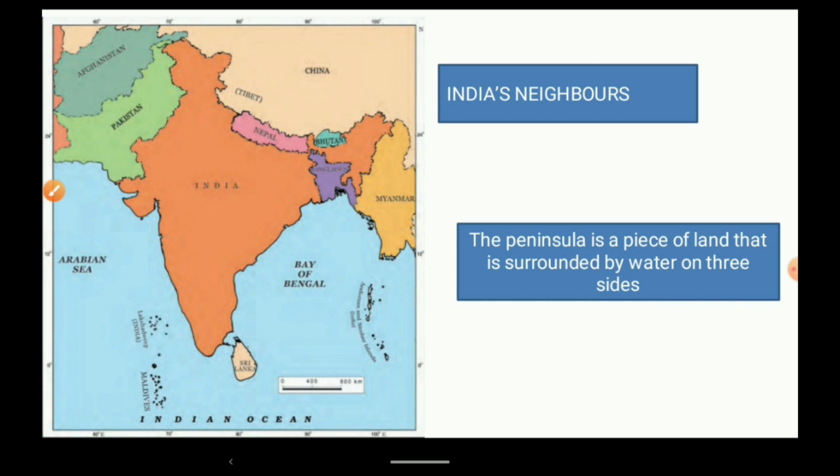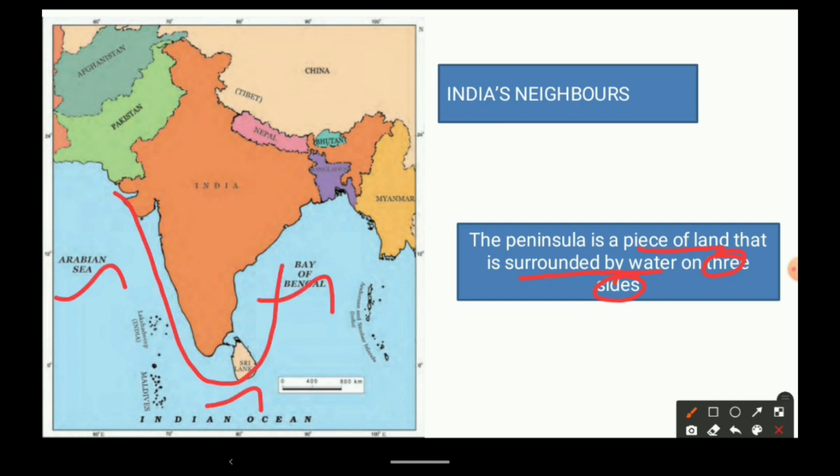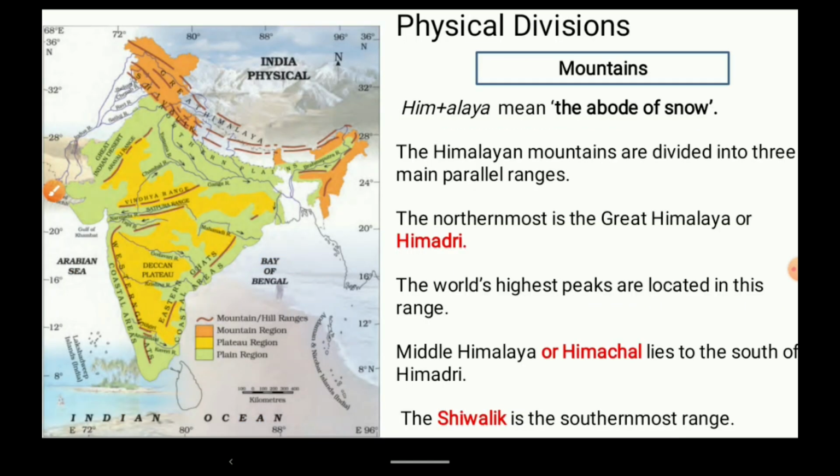Why is India called a peninsular country? The definition of a peninsula is any piece of land that is surrounded by water on three sides. Hence, India is surrounded by water bodies on its three sides. That's why India is called a peninsular country.